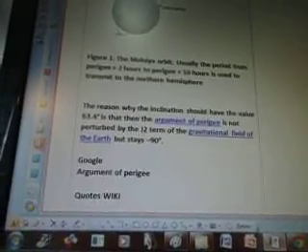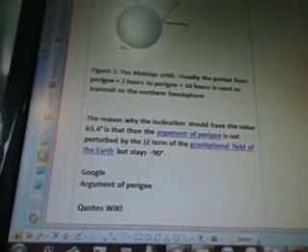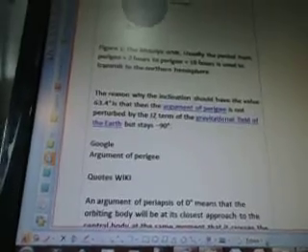Okay. So the Molniya orbit, usually the period from perigee plus 2 hours to perigee plus 10 hours, is used to transmit to the northern hemisphere. The reason why the inclination should have the value of 63.4 degrees is that then the argument of perigee is not perturbed by the J2 term of the gravitational field of the Earth, but stays at minus 90 degrees.